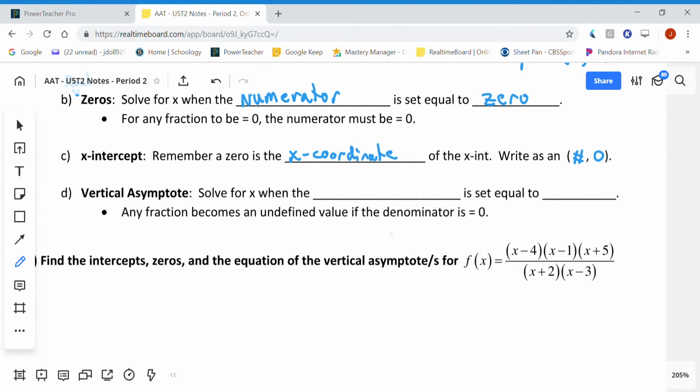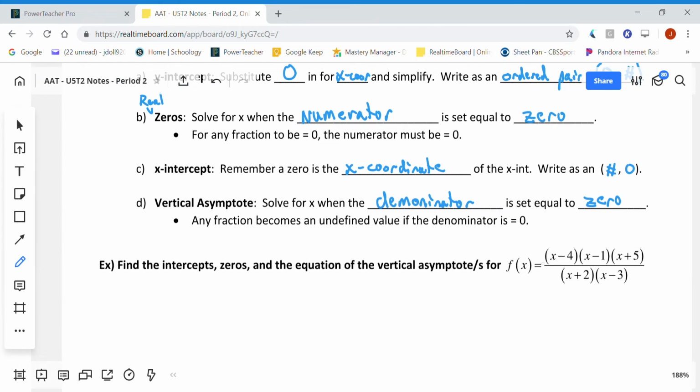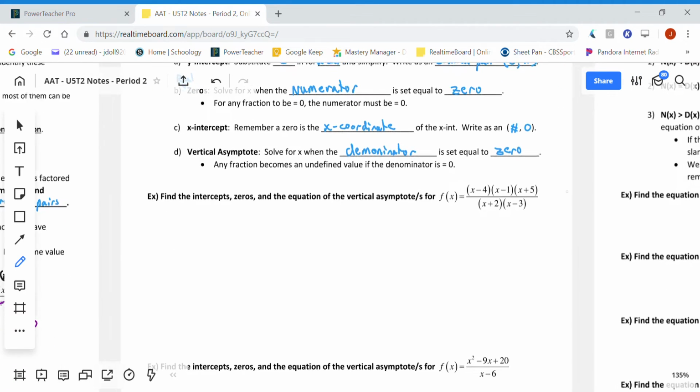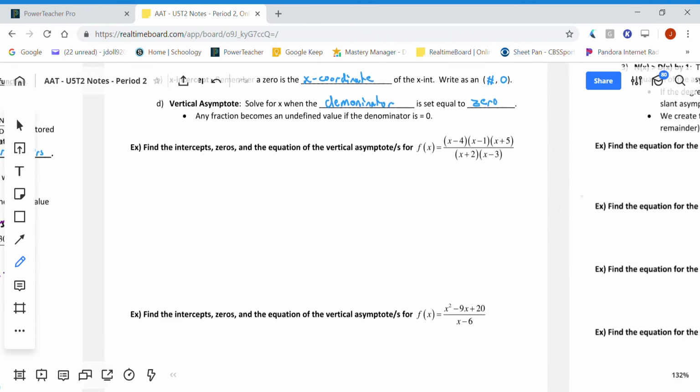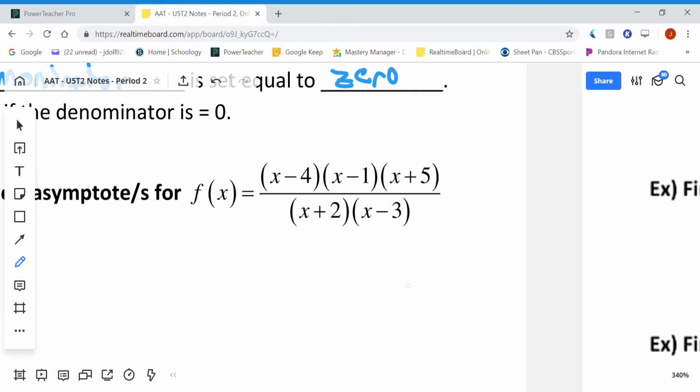Now, the vertical asymptotes, this is when we care about our denominator. The vertical asymptotes come from setting the denominator equal to 0. If the denominator is equal to 0, the entire expression becomes undefined. So that's why we care about the denominator with our vertical asymptotes. All right, so we got two examples here, one where everything is factored for us and one where we have to do some factoring on our own. So let's take a look here.